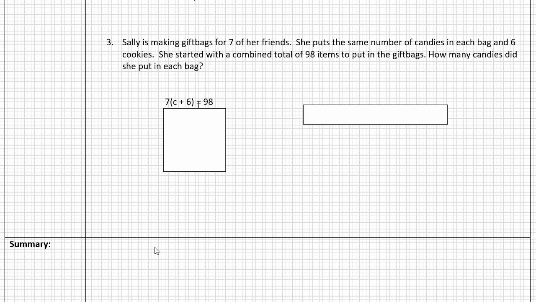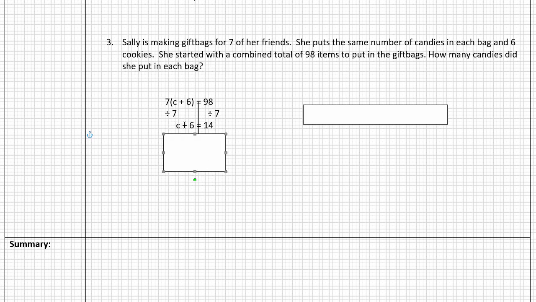So as I started to work to solve this equation, I remembered what we had done in that first example. And since this group is being multiplied by 7, I can undo that with, yep, you guessed it, dividing both sides by 7. So what do we get when we do that? Well, dividing this group by 7 cancels out the 7 that we were multiplying by, and 98 divided by 7 is 14. So we end up simplifying it, or starting to solve it, down to c plus 6 equals 14.